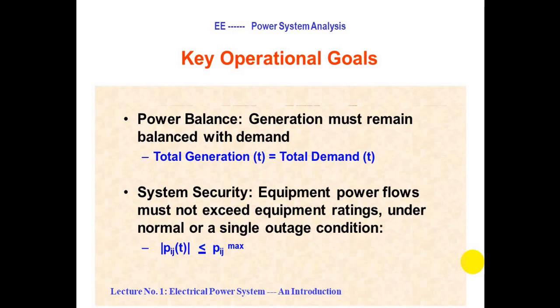And the second important goal is system security. Equipment power flows must not exceed the equipment ratings under normal or a single outage condition. System security is a big concern in an electrical power system, because when we talk about the power flow, input power, output power, the power flow should remain within limit. Power flow should not exceed the equipment rating, because it can highly affect the equipment. If excess power is transferred, the equipment might be damaged.